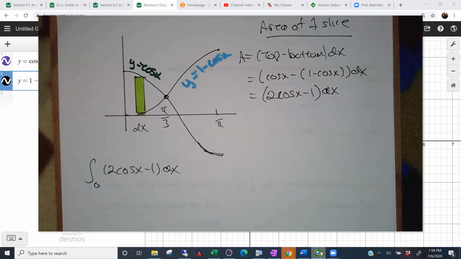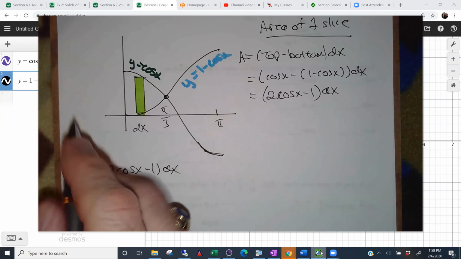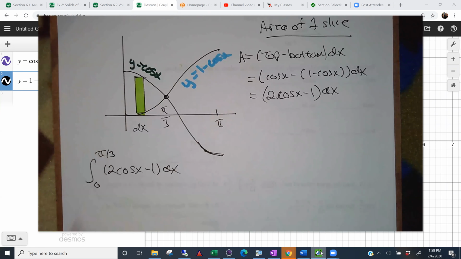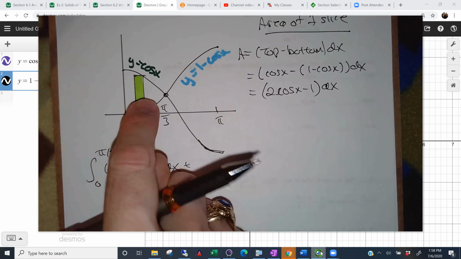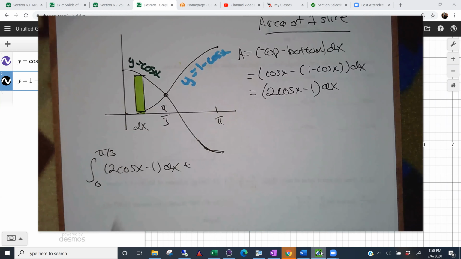If you can't find it, at least write a note to yourself saying, all right, I know I'm getting a negative answer, but it should be positive. I can't find my mistake. I'll give you more sympathy and partial credit than I would if you just give me a negative answer. You shouldn't get a negative answer for something like this. So good job, Amar. We're going to integrate between 0 and pi over 3. That's going to give me this area. Call it A1 if you want.